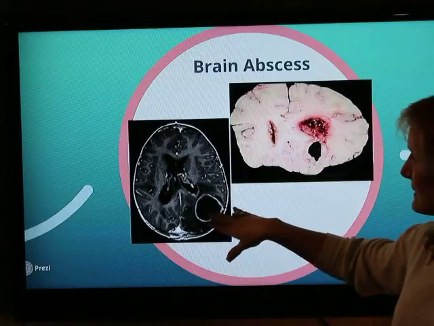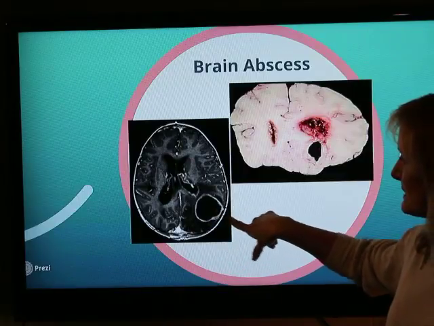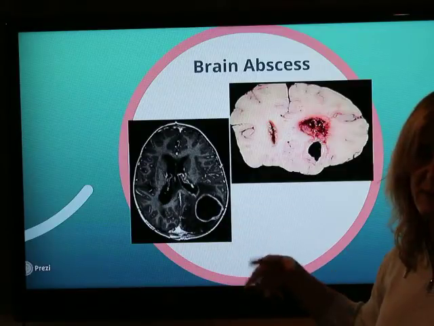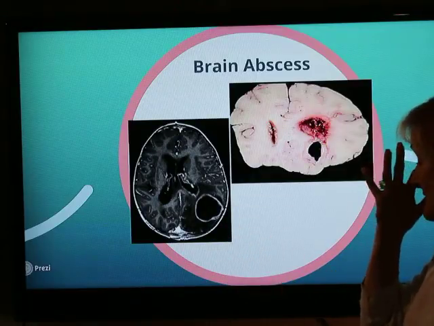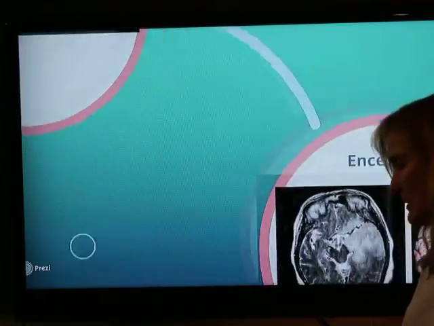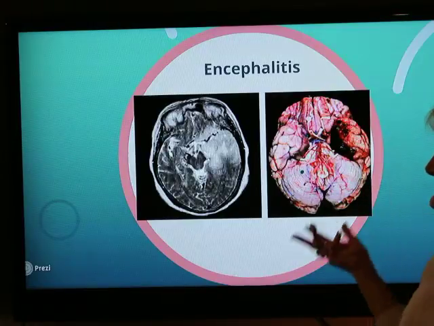And they can go in and drain this surgically. They put a needle in there and pull the pus out and flush it with an antibiotic wash or something like that if it's not resolving on its own. So that's a brain abscess. You may or may not ever see that in your practice. The next thing is encephalitis.